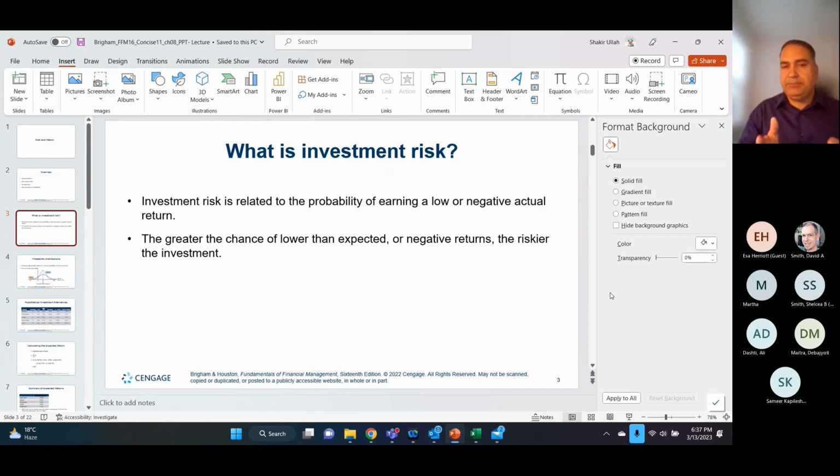Okay, so if there is a possibility of earning less than what you expect, or especially a negative return, then you are taking a big risk. And it depends on how big the risk is and whether you can bear that risk or not. Okay, and the relationship is together. If you increase risk, you will have more chances of earning higher returns, but the vice versa is also quite expected.